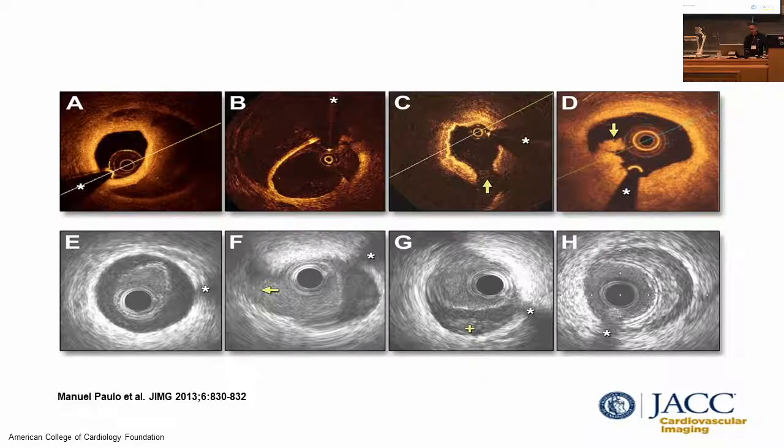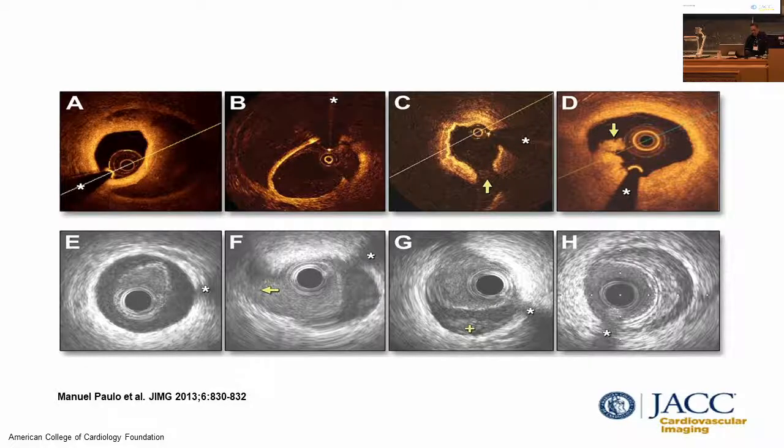This is a paper that was published a few years ago with different appearances. So you can see this is OCT at the top and IVUS below. And you can see that OCT has much sharper images. You can see them very nicely. So in this case, you see a true lumen here, and then the hematoma surrounding it. This one is the hematoma surrounding the whole vessel. This one has a tear, and this one has a clot sitting inside, an intraluminal thrombus.